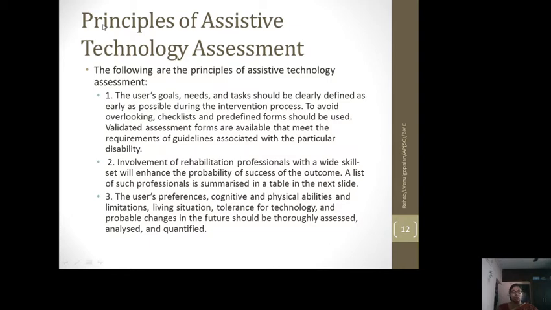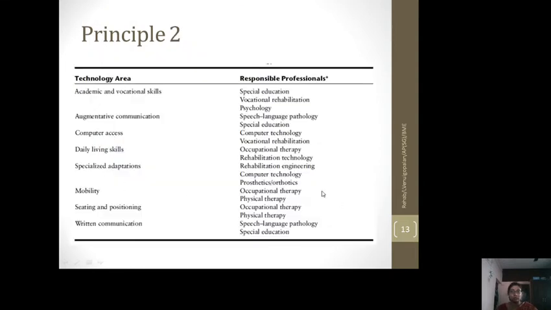So the second would be involvement of rehabilitation professionals with a wide skill set, which will probably enhance the success of the outcome, which is very self-explanatory, isn't it? So I have a table here, which is taken from your textbook. So you have technology areas and you have responsible professionals. Now you can see that one professional has got more than one role to play. For example, in written communication as well as in augmentative communication, you can see speech and language pathologist.